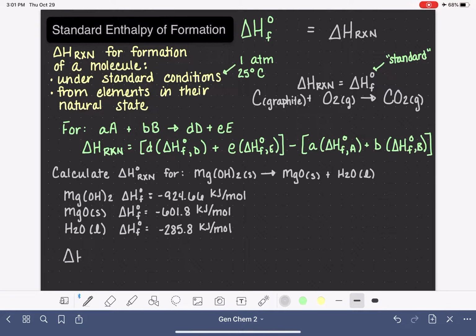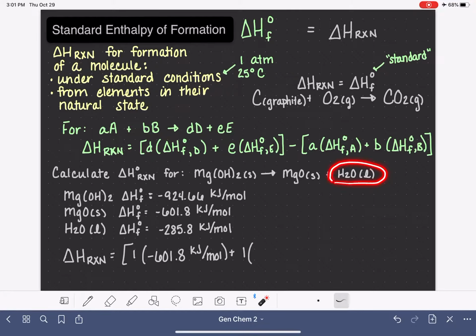The standard enthalpy of this particular reaction is going to be the stoichiometric coefficient, 1, times the enthalpy of formation for MgO, this guy right here. And as we're doing this, we want to make sure that we don't make any changes to the signs of the delta H of formation. So if they're positive, keep them positive. If they're negative, keep them negative. We're going to add this to the standard enthalpy of formation for our second product, H2O, which is negative 285.8 kilojoules per mole. And this gives us the standard enthalpies of formation for both of our products.